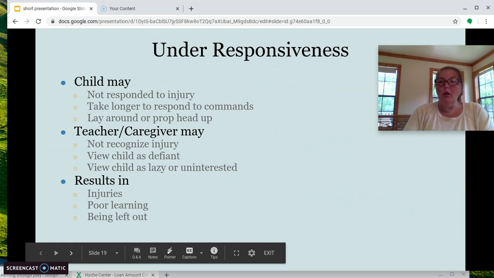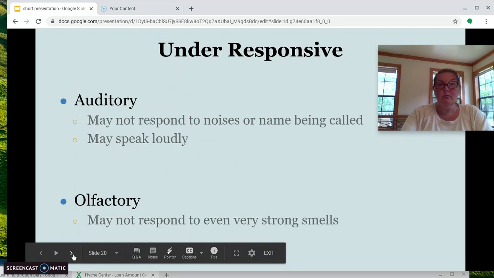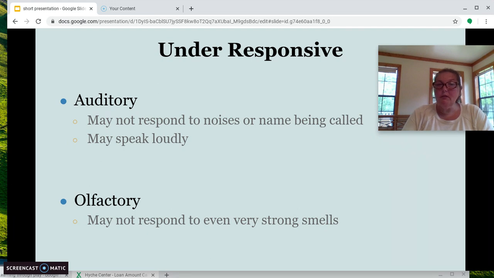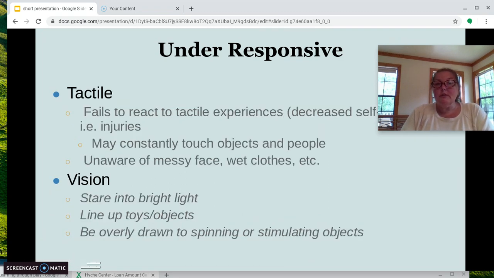So for children who are under responsive, this means they're not getting enough input for it to register appropriately. So what happens is they're often seen as just lazy because they just don't get up and go. They may not respond to injuries, and they may be left out. For children who are auditorily under responsive, they may not respond to their name being called, and they may speak loudly. Olfactory, these children may not smell or respond to even strong smells, which is certainly a safety issue.